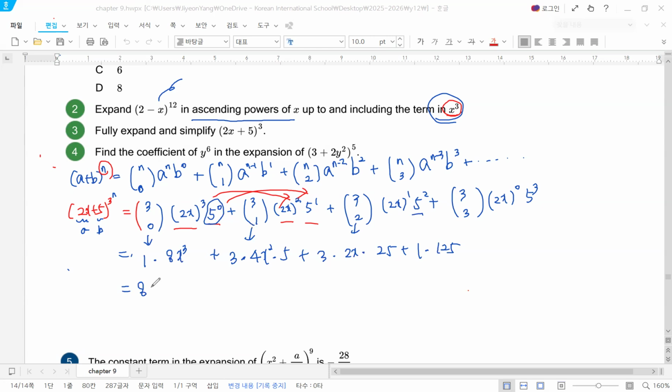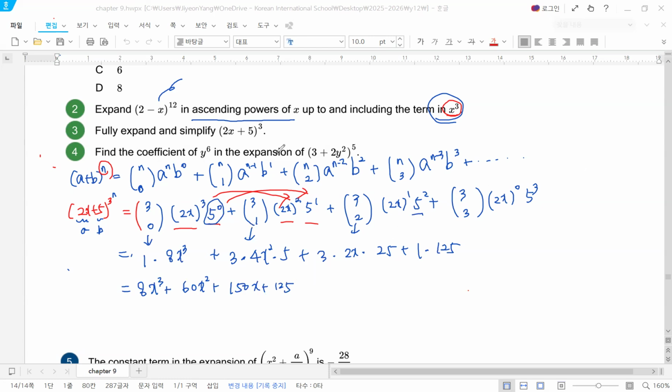Therefore, you can simplify this expression as 8x cubed plus 60x squared plus 150x and then 125 is the answer of this question.